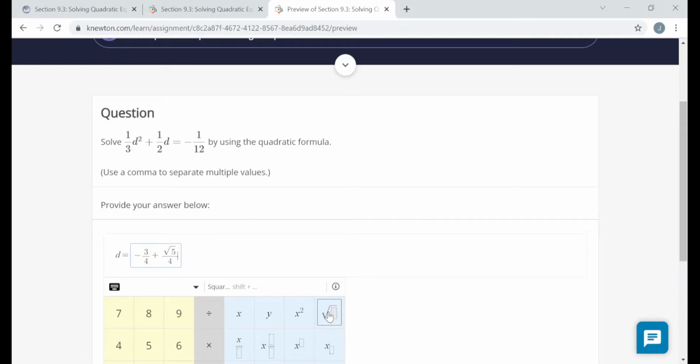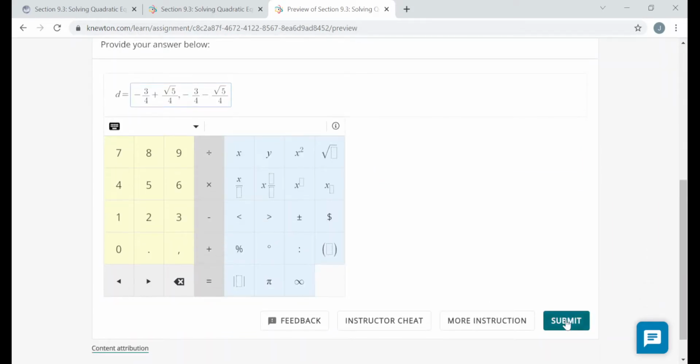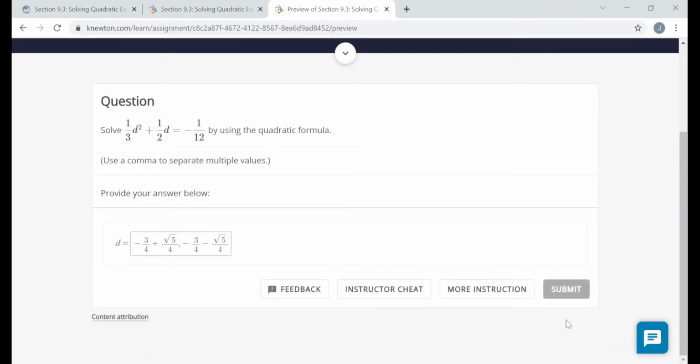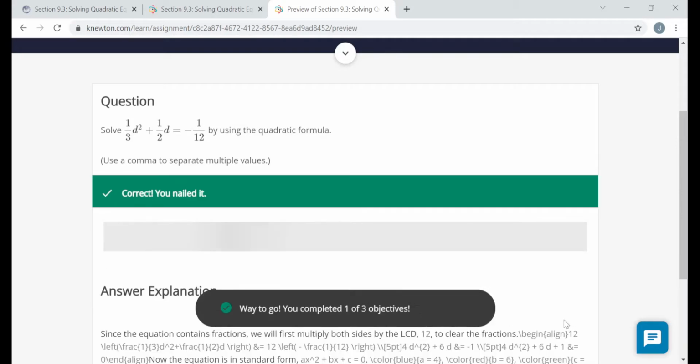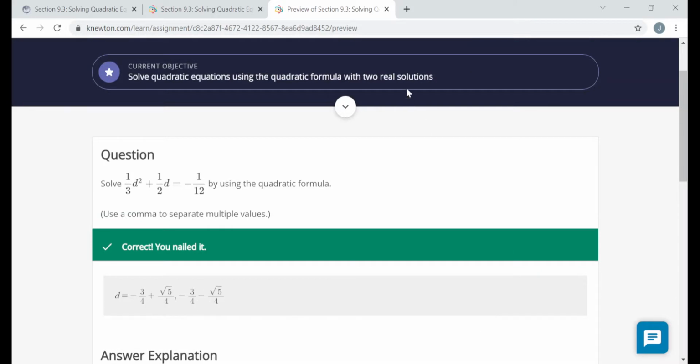and then comma, and then I'll just copy and paste this and replace the plus with a minus. And -3/4 minus the square root of 5 divided by 4. And those are two real solutions, right? No imaginaries, and those should be good. Just give it a second here. Excellent. So it looks like that objective's done, where you're going to have two real solutions.